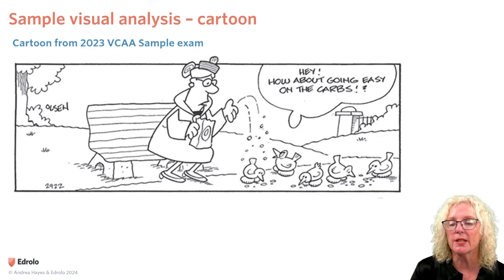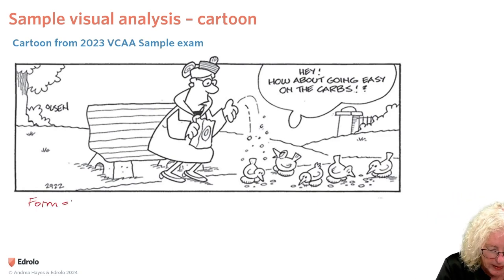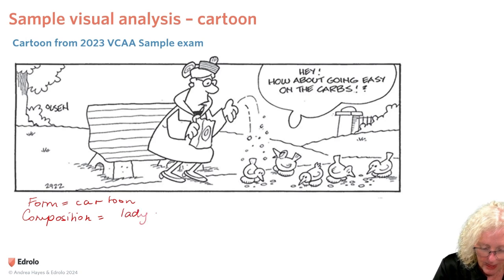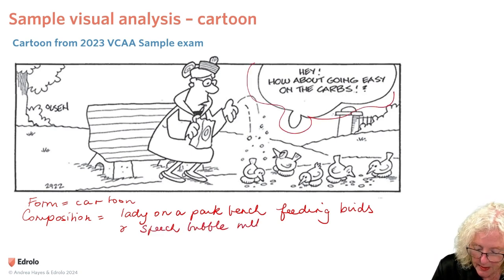When we look at this and we're thinking about, okay, what is it? So we know that the form, cartoon, the composition, that is what's inside it, is a lady on a park bench feeding birds. And it also has a speech bubble. Here's our speech bubble here with the text.